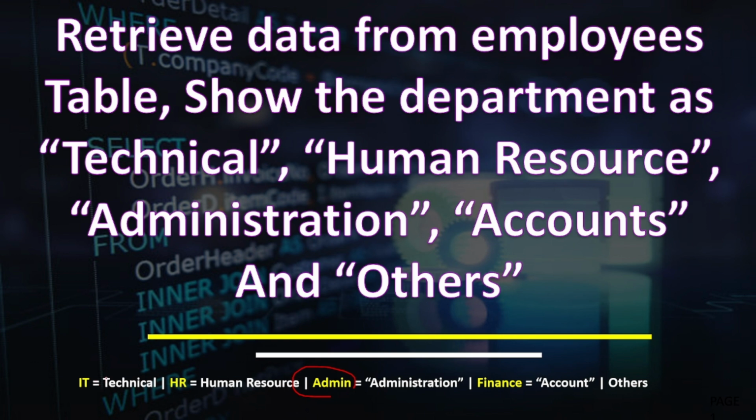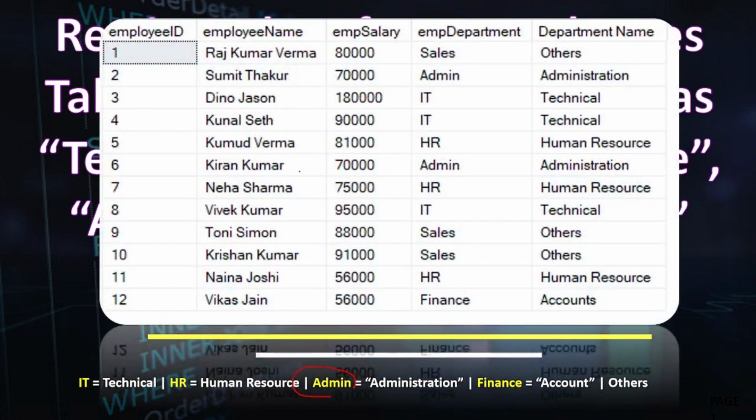So how will the output look? Let's see. This is Rajkumar Verma. He belongs to the sales department, so it is shown as others. But Sumit Thakur belongs to the admin department, so it shows as administration. Dino Jason belongs to the IT department, so for Dino Jason it shows as technical. Kunal Seth belongs to the IT department, so for Kunal Seth it shows technical. And for HR it shows human resources, and likewise for finance it shows accounts. So this is the problem statement. This is what we need to achieve.